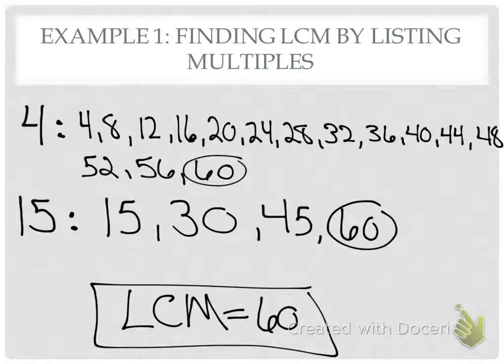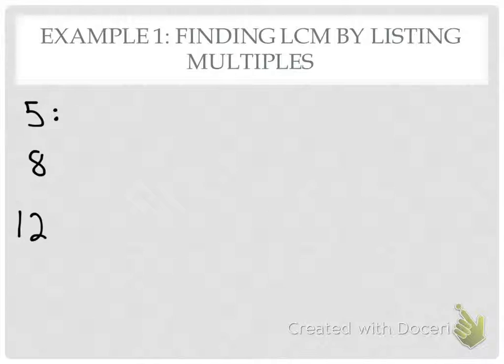Okay, so now let's shift gears over now to the next example. Hold on, we need to do one more. Sorry, we have to find it with 3 numbers. So now finding LCM by listing multiples when I have more than 2 numbers, 3 numbers. Okay, so what number do you think you'll start with? 12, right? Okay, so go ahead and start listing your multiples of 12.